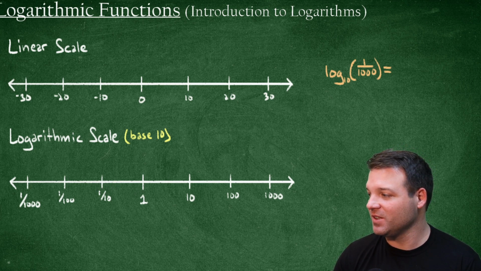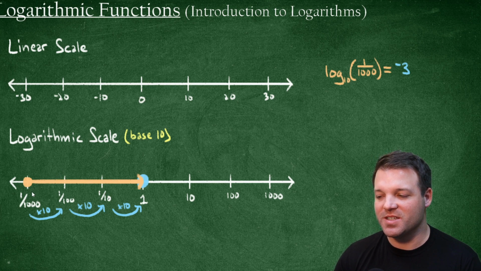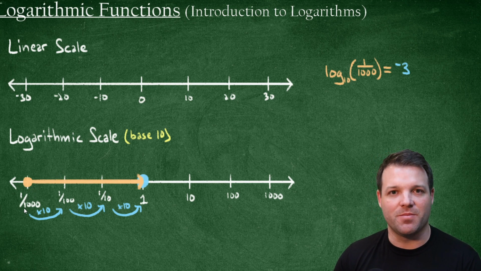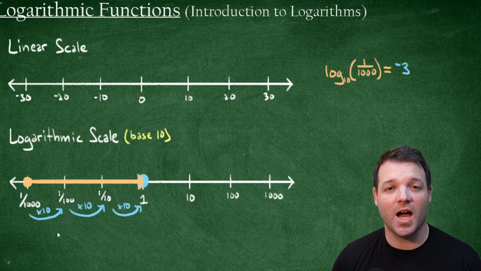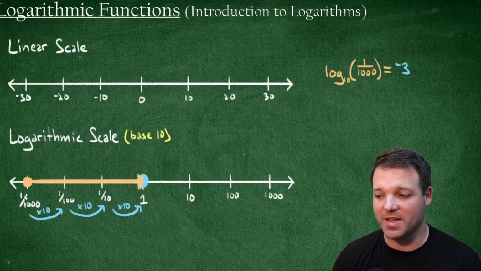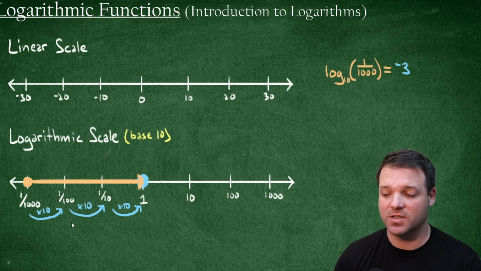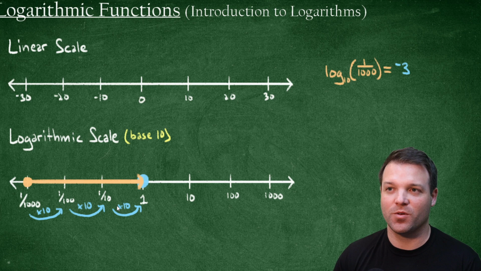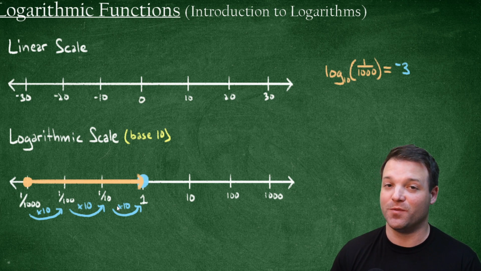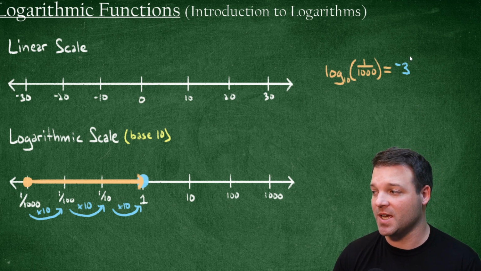Well, this one's a little bit tricky because we don't divide by 10. In order to get back to 1 from this side, we have to do the opposite. We have to multiply by 10. So we're going to multiply by 10 once, twice, 3 times. So if we're doing the opposite of dividing by 10, we're multiplying by 10 3 times.